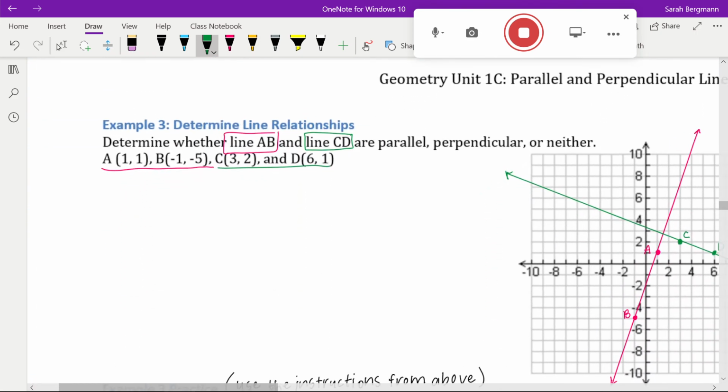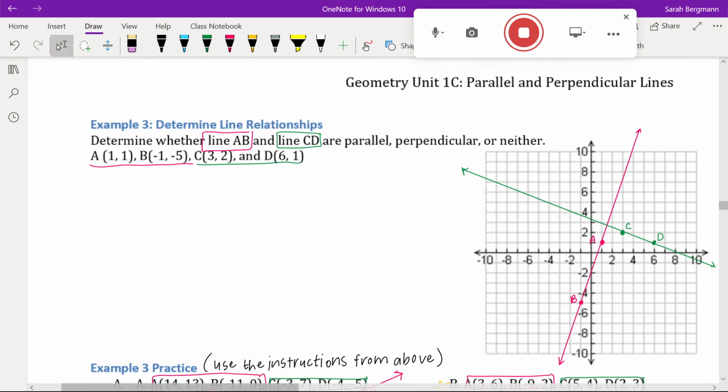Let's do a practice problem. It says determine whether line AB and line CD are parallel, perpendicular, or neither. What we need to do is figure out the slopes of each. You can graph them if you'd like, and we can do rise over run. So to figure out the slope of AB, I'll count the rise over the run. I get 6/2. Now you might want to just hold off on reducing that.